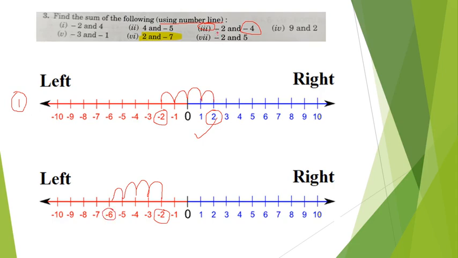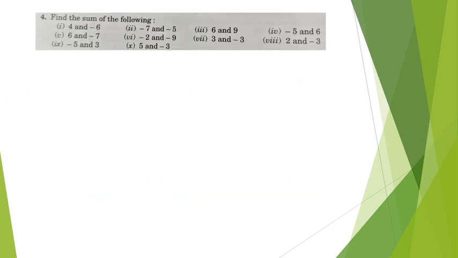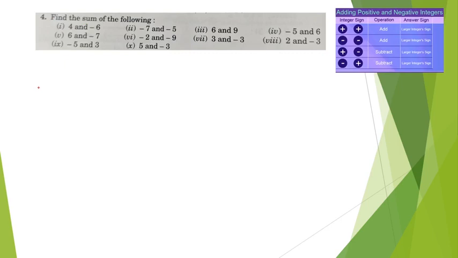So the sum of -2 and -4 by using the number line is -6. Hope it is clear to you. Now let's take the next question. Question number 4. Now we have to perform the sum but without the number line. Let's take question number 1.